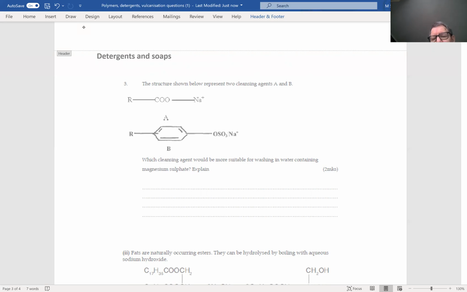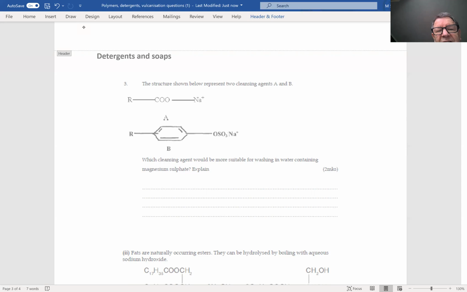Which cleansing agent would be more suitable for washing in water containing magnesium sulfate? Well, any magnesium or calcium ion in water makes the water hard. And what happens is that soaps make a scum with hard water, okay? So not this one. So which cleansing agent would be suitable for washing in water containing this? It's this one here, it's B.